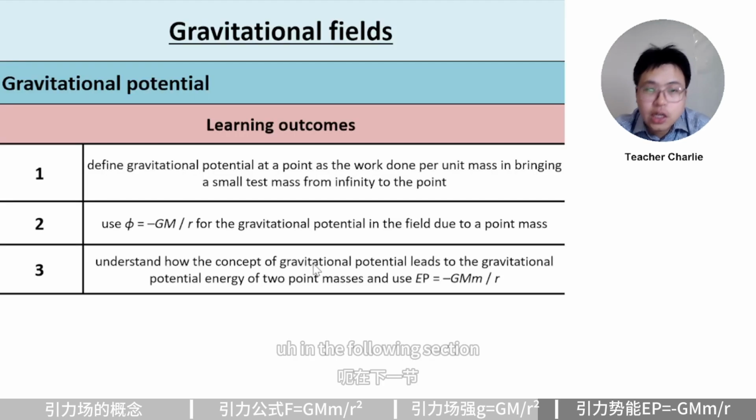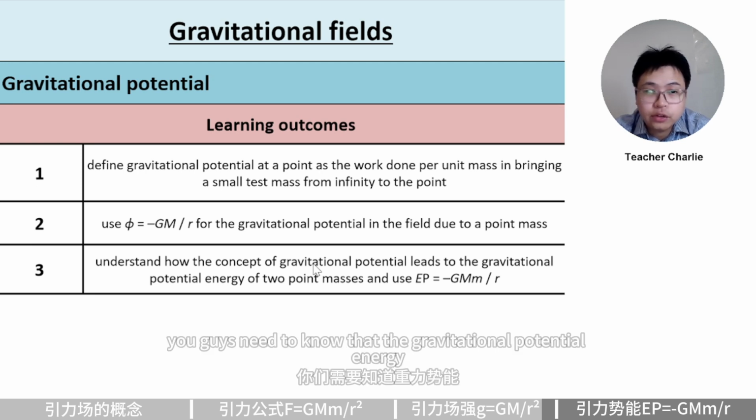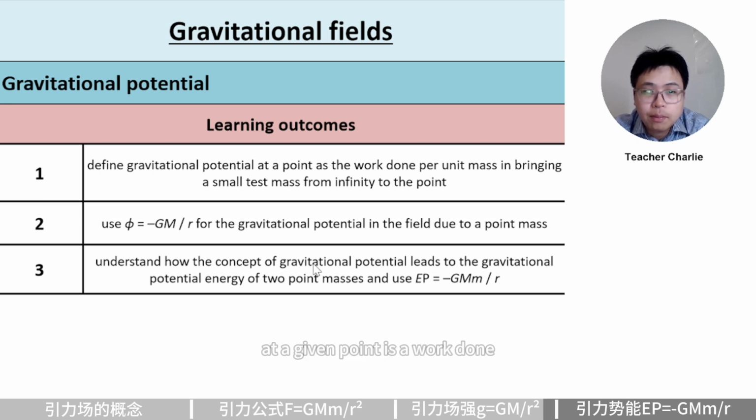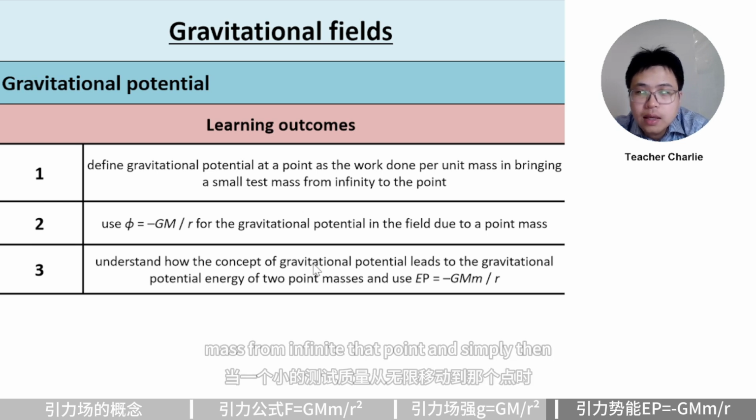In the following section, I will explain some key points about gravitational potential energy. First, you need to know that the gravitational potential energy at a given point is the work done per unit mass when moving a small test mass from infinity to that point.